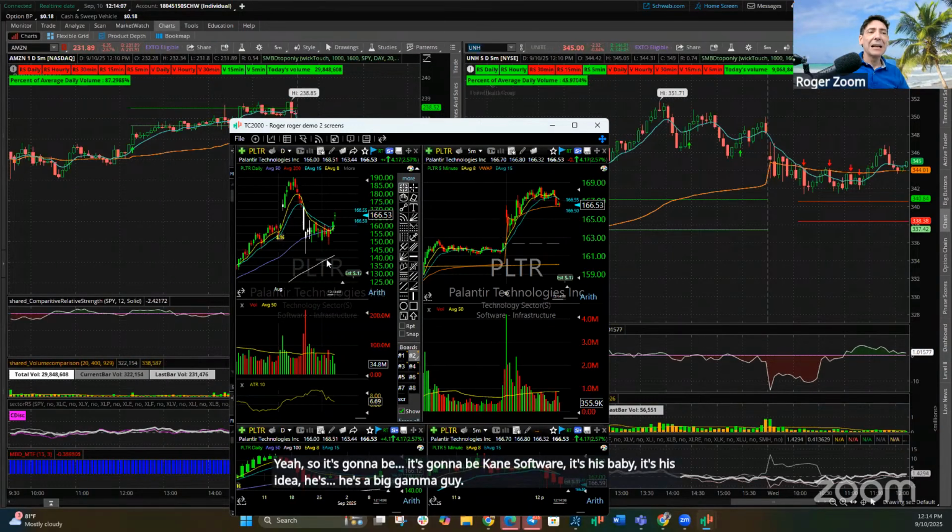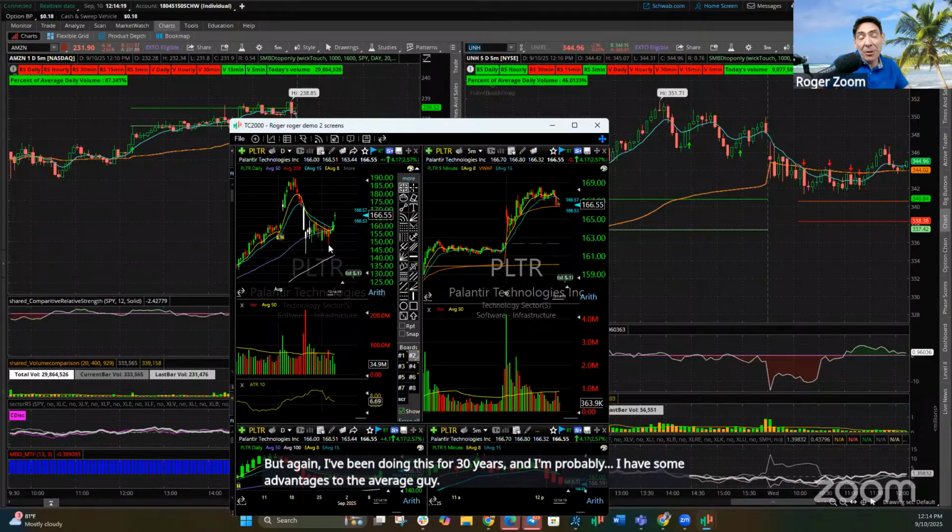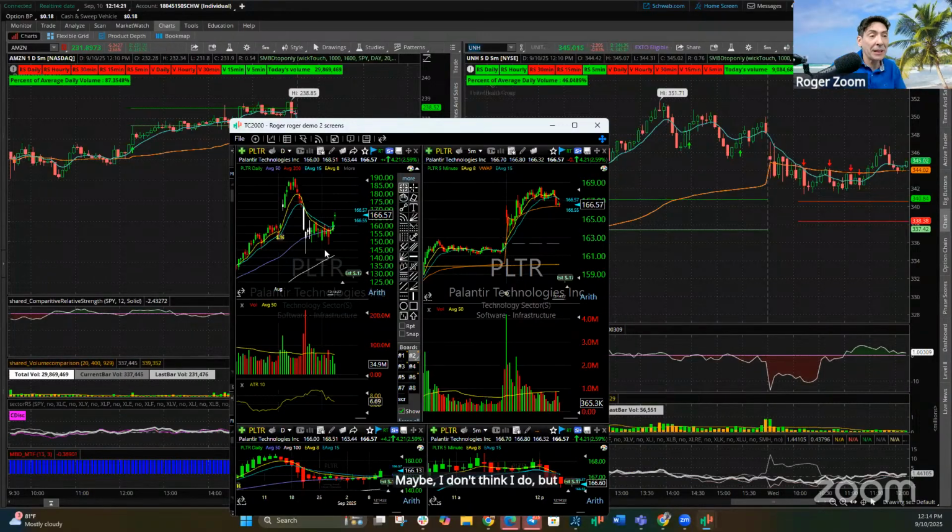You know, folks, I could spot these levels pretty easily on my chart. But again, I've been doing this for 30 years, and I have some advantages over the average guy. Maybe. I don't think I do, but people have told me that I do. So I'm just going to go with that.